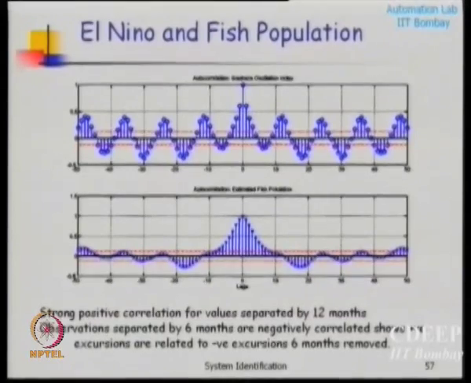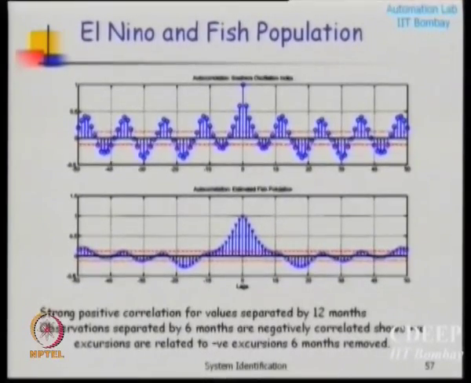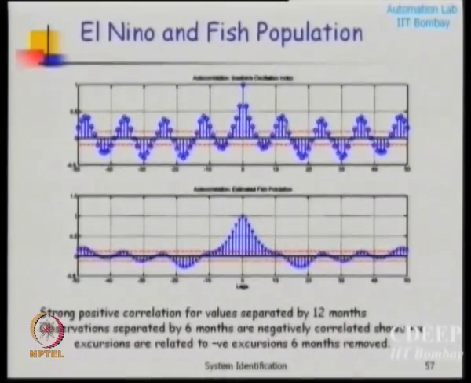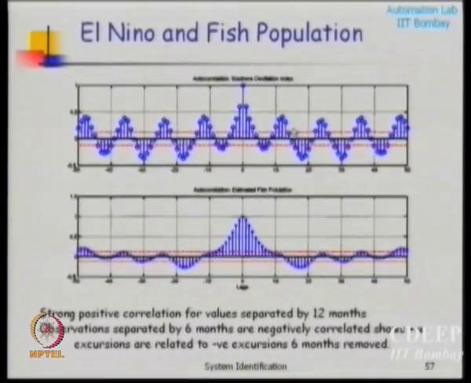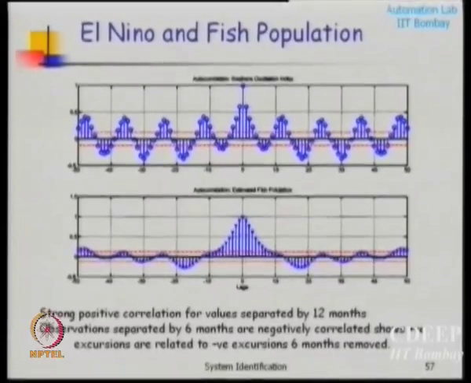You can see that the first one shows a nice periodic behavior, with a period of 12. So there is a positive correlation for time points which are 12 months apart, and there is a negative correlation between time points which are 6 months apart. So these two points are 6 months apart, they are negatively correlated, while these two points are positively correlated, they are 12 months apart. So what is happening now has a correlation with what will happen after 12 months, or vice versa, what is happening now is correlated to what happened 12 months back.